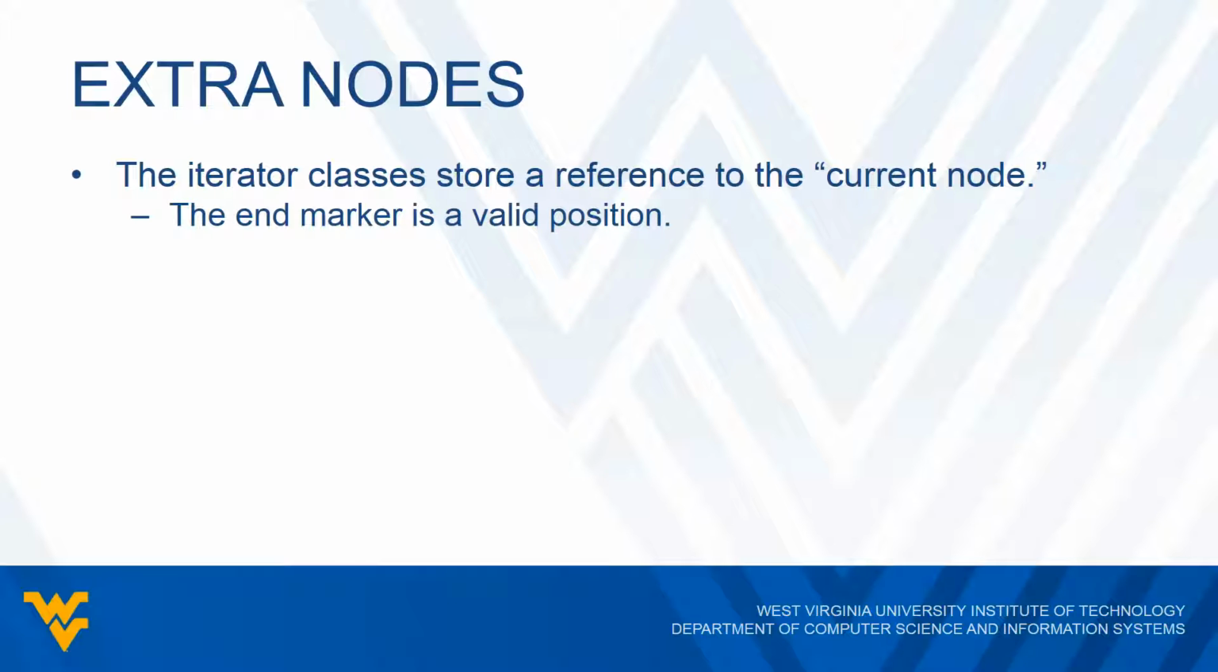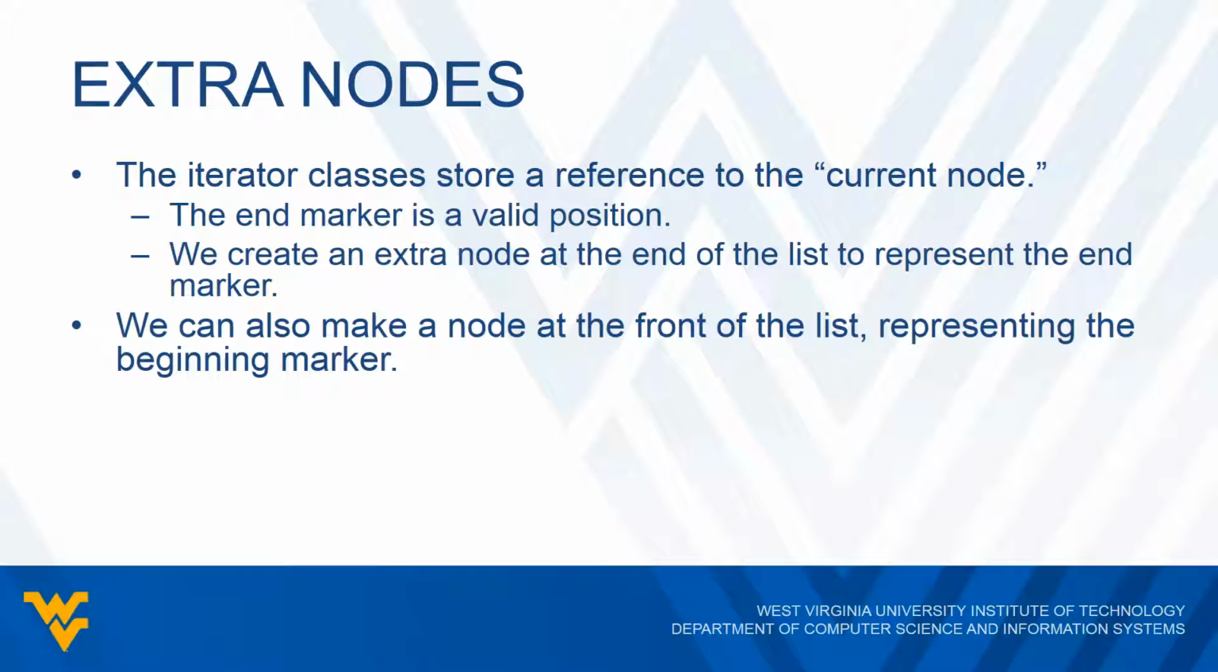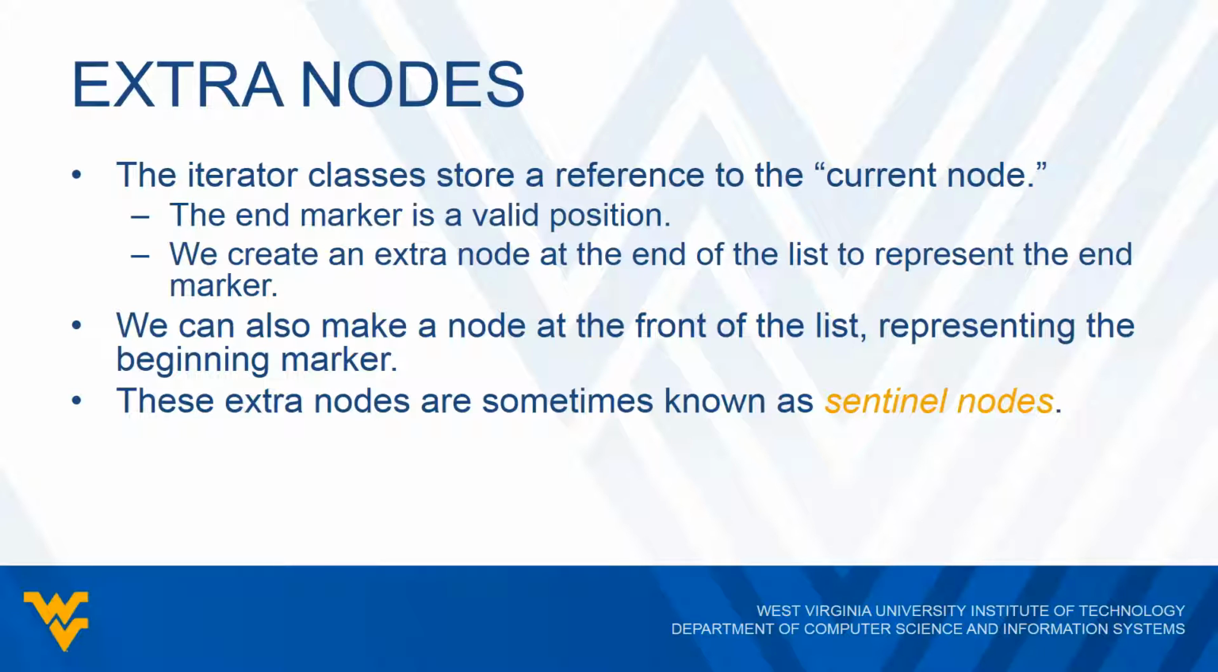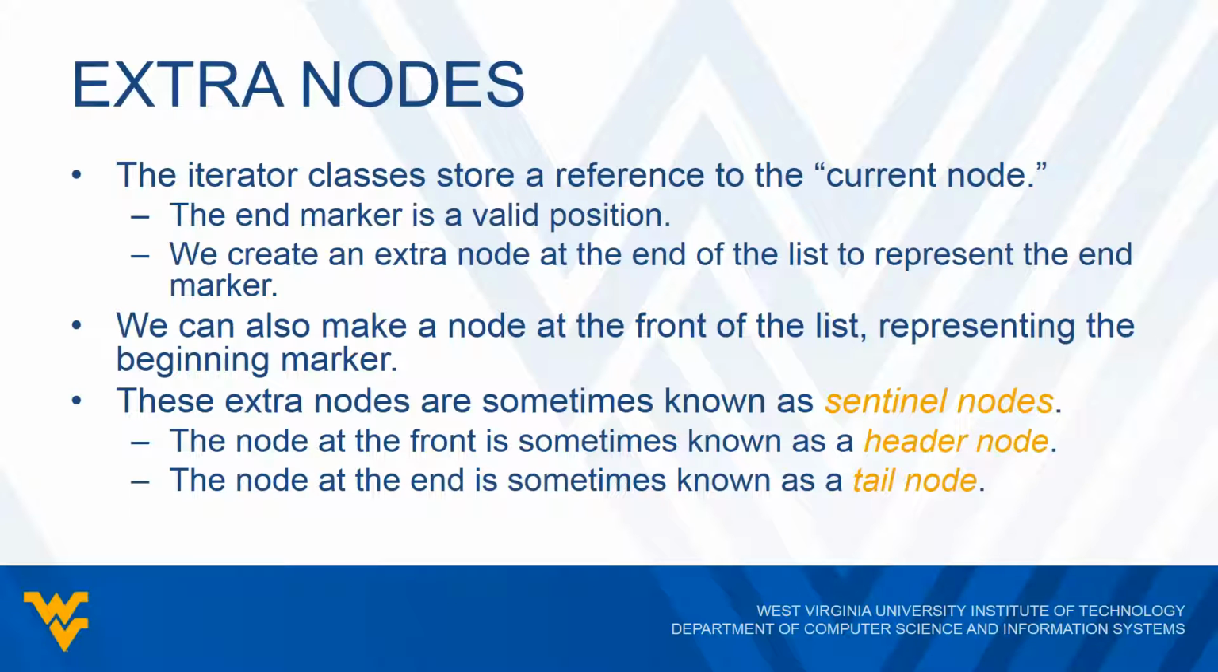Now since the iterator classes store this reference to a current node, and we've already mentioned that the end marker is a valid position, so to say we're at the end of the list is valid, it actually makes sense to just say we'll create an extra node at the end of the list that represents the end marker. We can also do the same thing at the beginning of the list to represent a beginning marker. So what we're going to do is add two extra nodes, one at the beginning and one at the end, to actually say this is the beginning and the end of the list respectively. These extra nodes are sometimes called sentinel nodes. Specifically, the node that's at the front is known as the header node, and the node that's at the end of the list is known as the tail node.